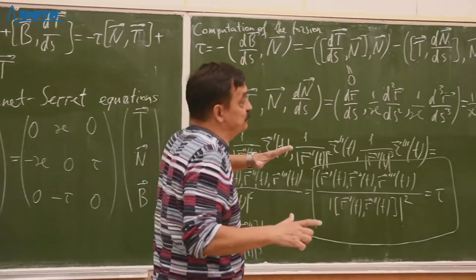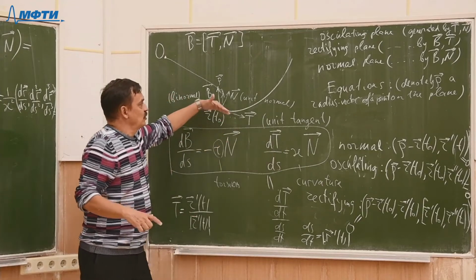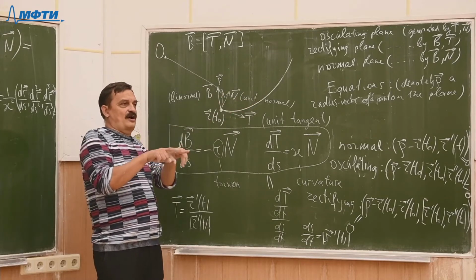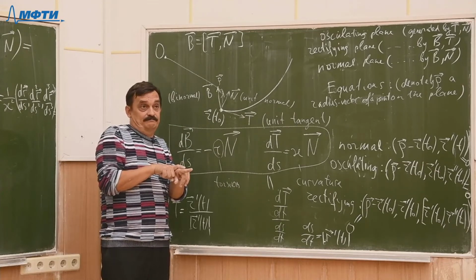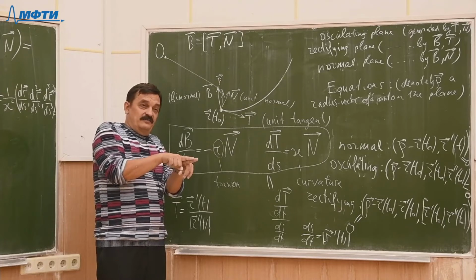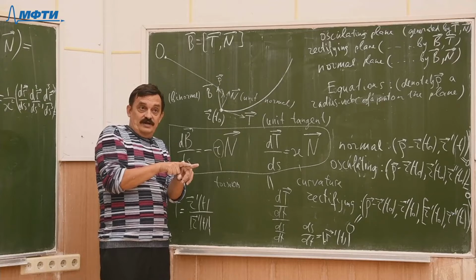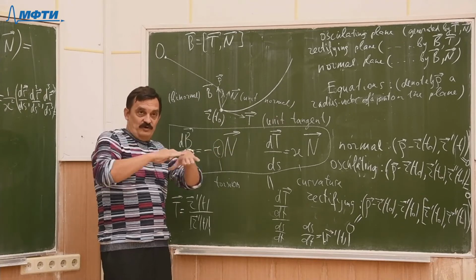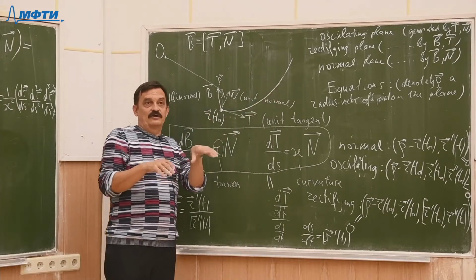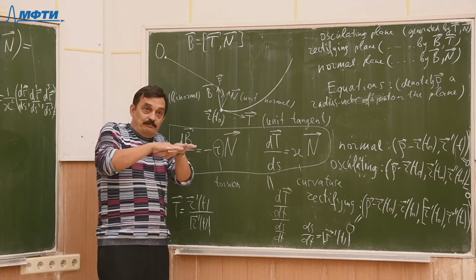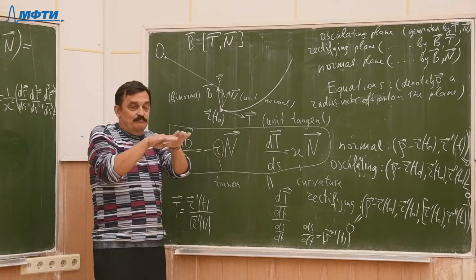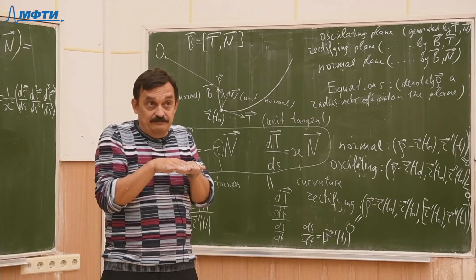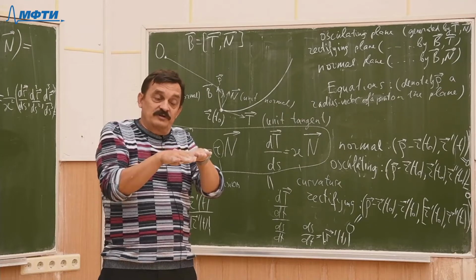And roughly speaking, what does curvature measure? Curvature measures how the movement along a curve varies from a movement along a straight line. So curvature measures how we deviate from a straight line movement. Yeah? And torsion measures how we deviate from a plane movement. So when we go along a curve, how we deviate from a movement in a plane. Right? So the osculating plane is, roughly speaking, the plane where our movement is at the moment.